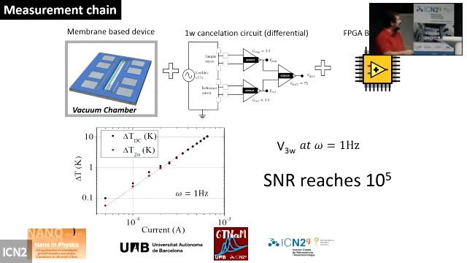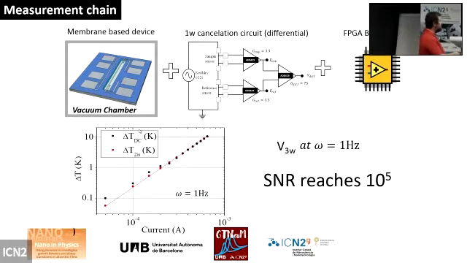This is a typical measurement done at 1 Hertz. It's important to say that this is done at 1 Hertz because I will show you later what the dynamics of the system are and why we do the measurement at 1 Hertz. This is the temperature, the DC temperature, measured from the 1 omega signature.